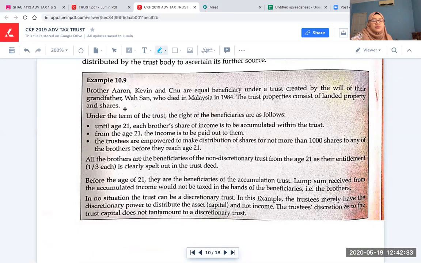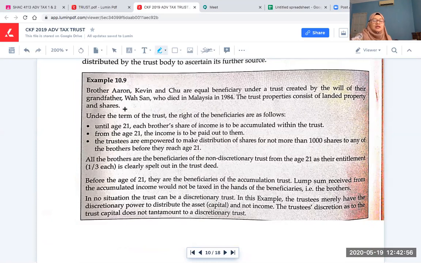Okay, example here. We have brothers Aaron, Kevin, and Chu who are equal beneficiaries under a trust created by the will of their grandfather Wahsan, who died in Malaysia in 1984. The trust properties consist of landed property and shares. Under the terms of the trust, the rights of the beneficiaries are as follows.